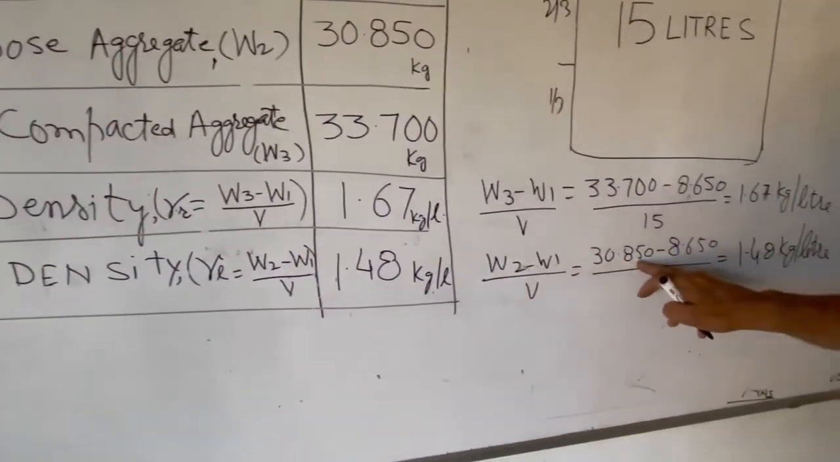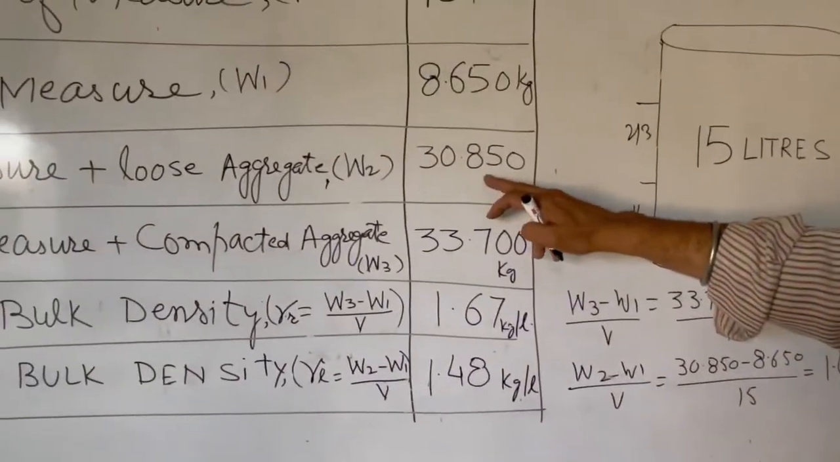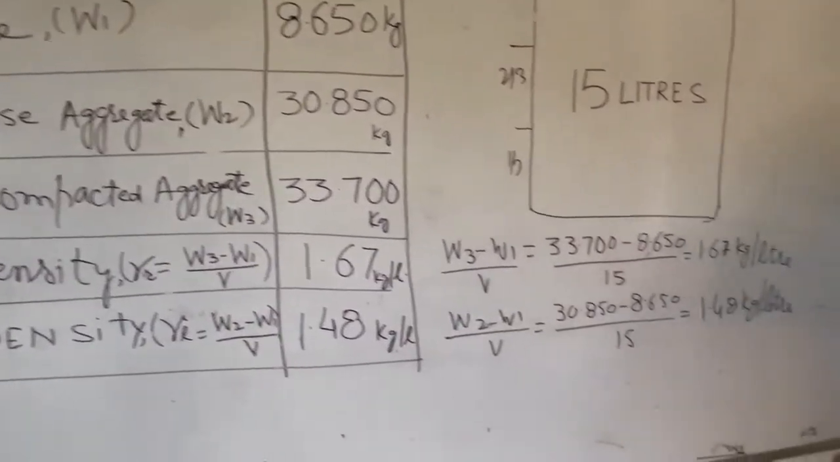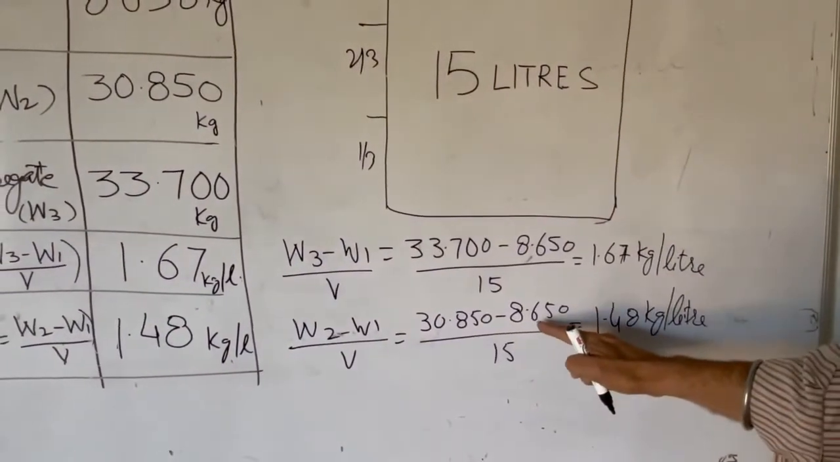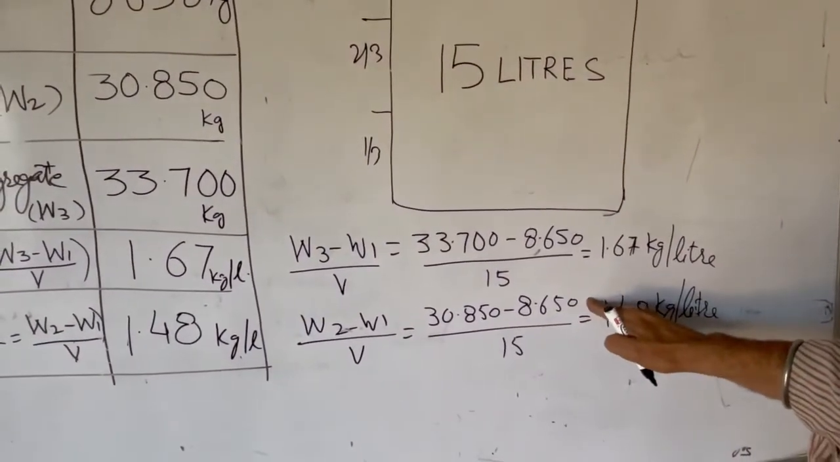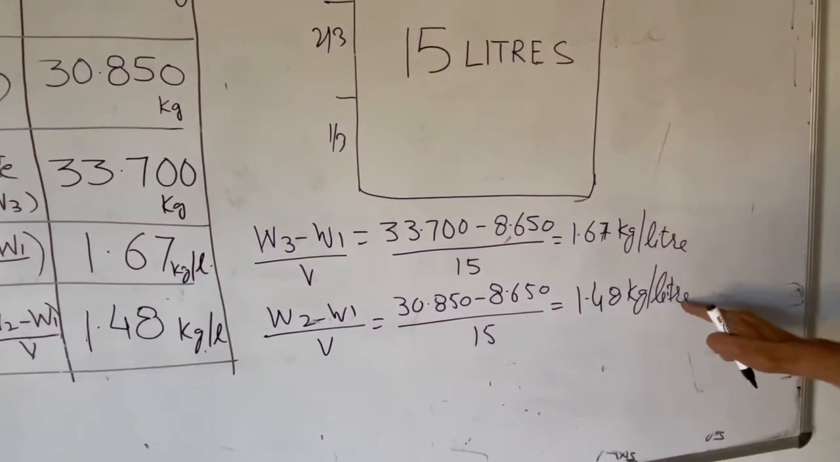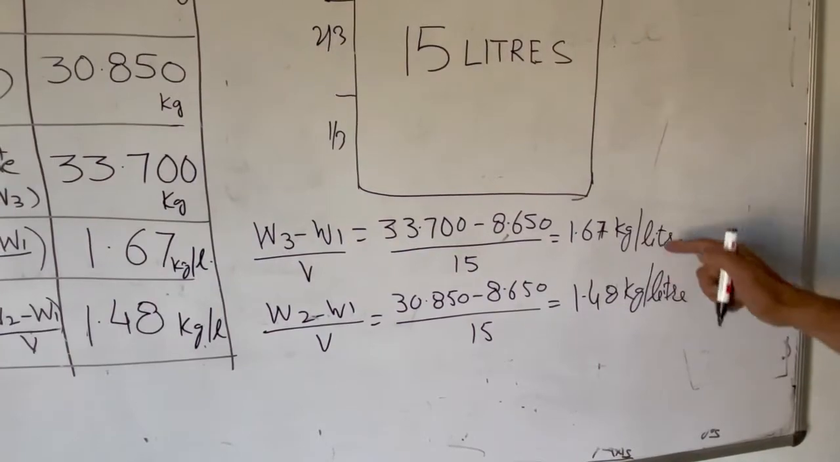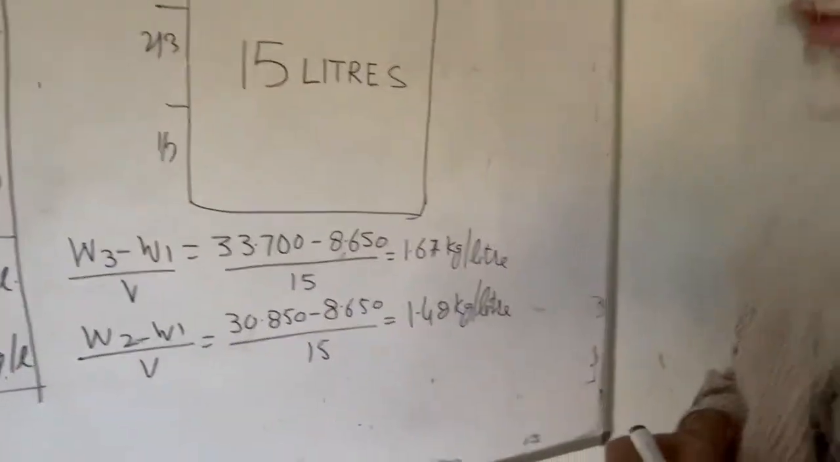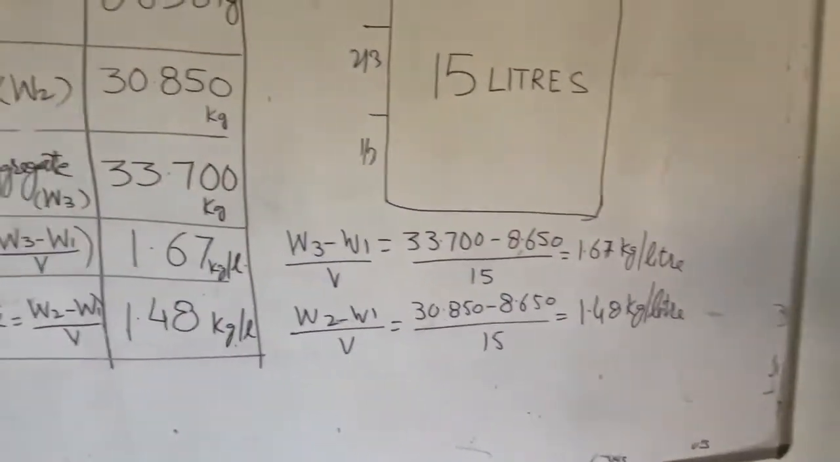So 30.85 is the weight of the container with the loose aggregate. Deduct from this the weight of the container and divide it by the volume. This comes to 1.48 kilograms per liter. This is denoted as the loose bulk density of this aggregate.